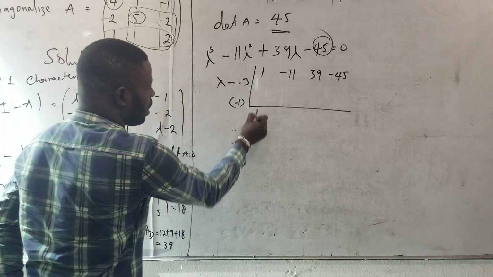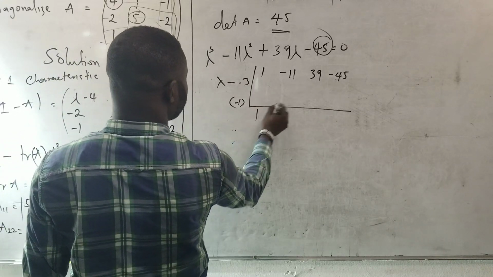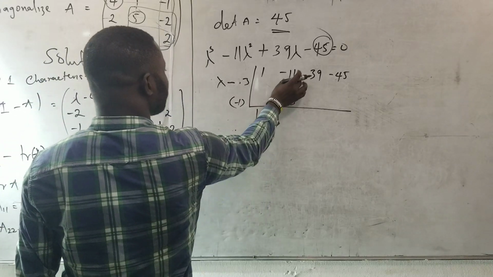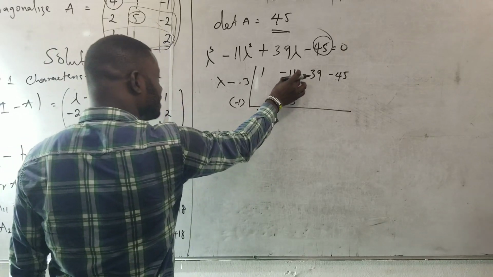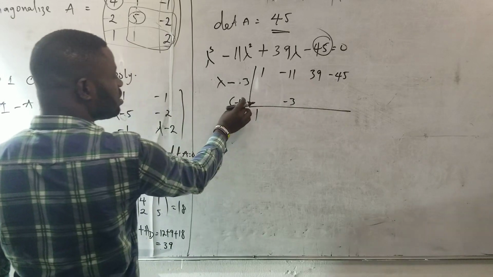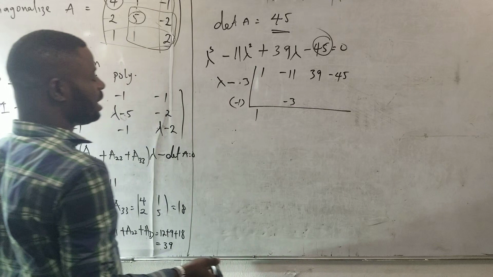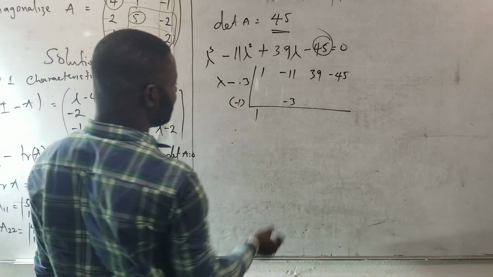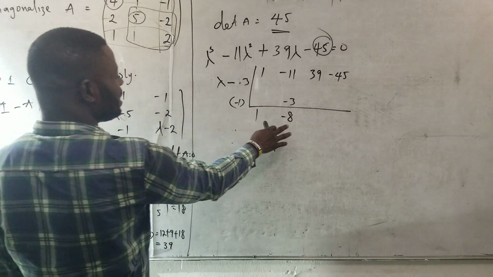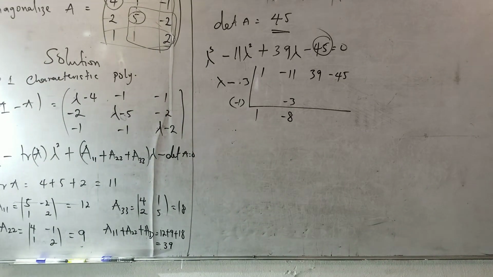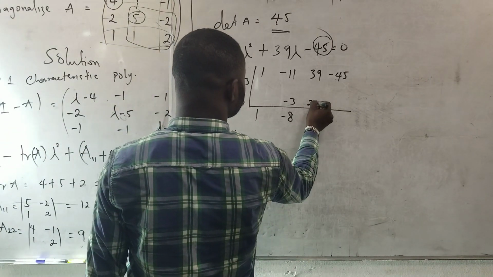I will drop down 1. Now, this times this, I will be having 3, then minus 11 plus 3, which will be minus 8. I'll be having minus 8. This times this, it will be equal to minus 8 times 3, which is minus 24. I'll be having minus 24.